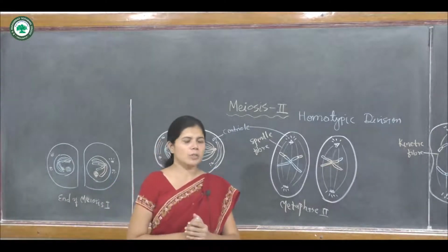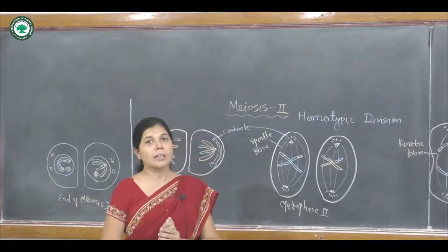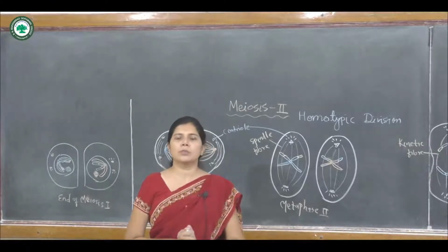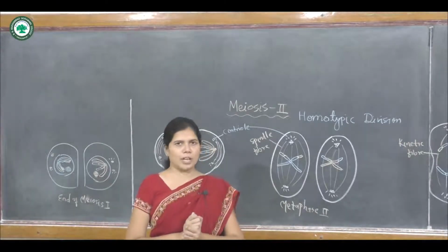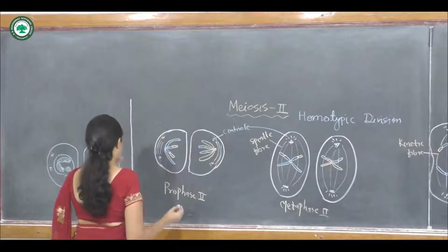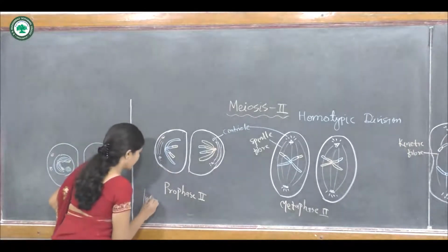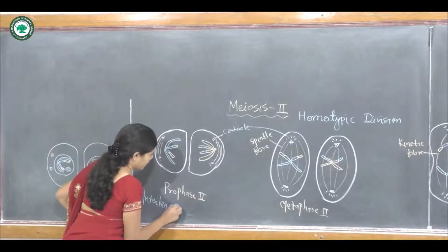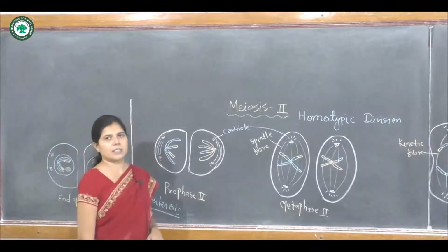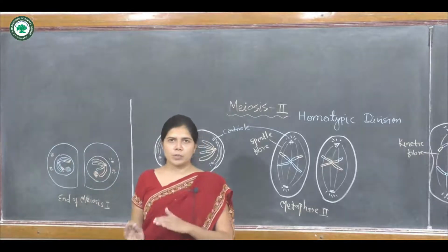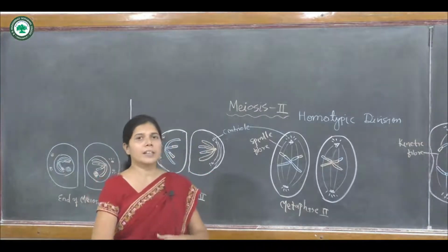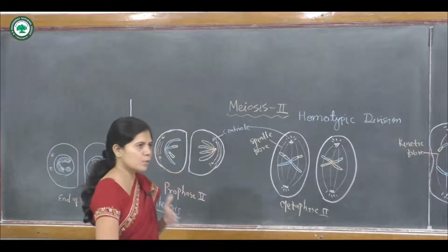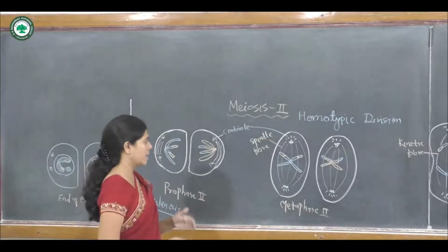Now these two cells undergo the next process, meiosis II, and in between meiosis I and meiosis II there is a very short resting phase, known as interkinesis. Interkinesis is the resting phase of the cells, present between meiosis I and meiosis II, and after interkinesis, meiosis II occurs.